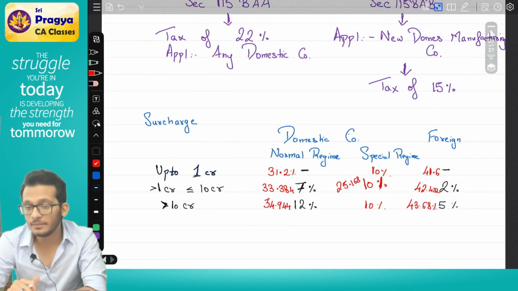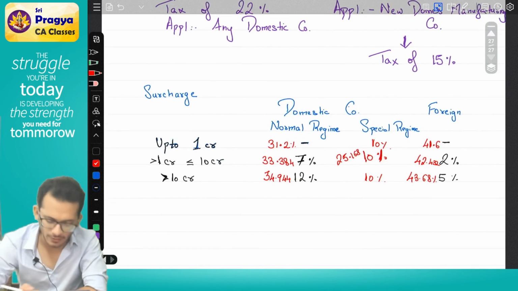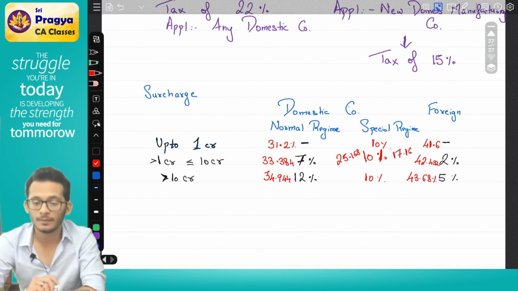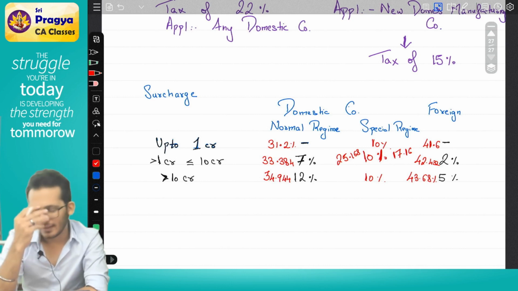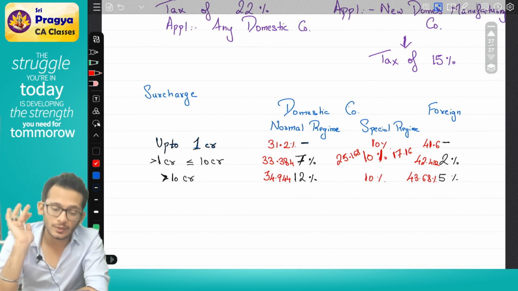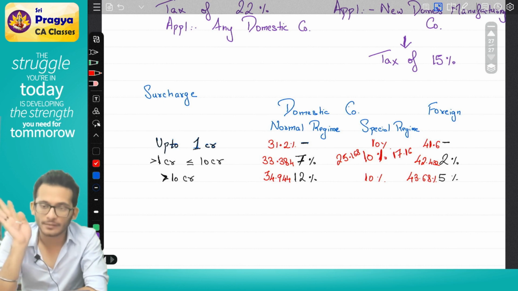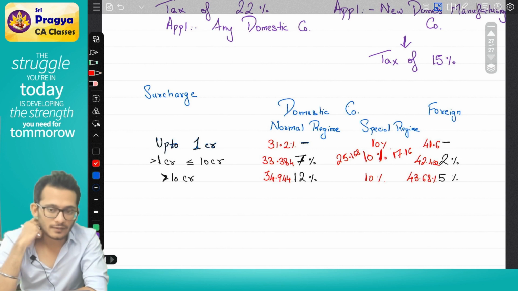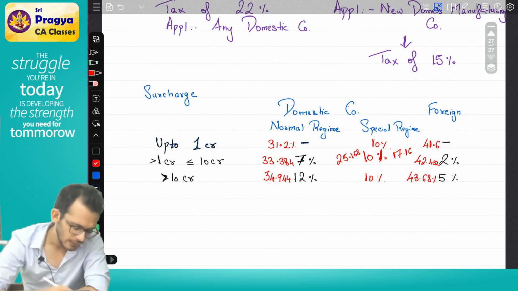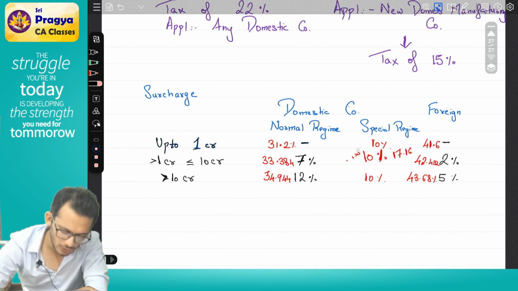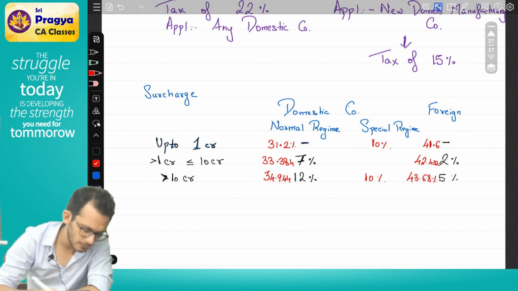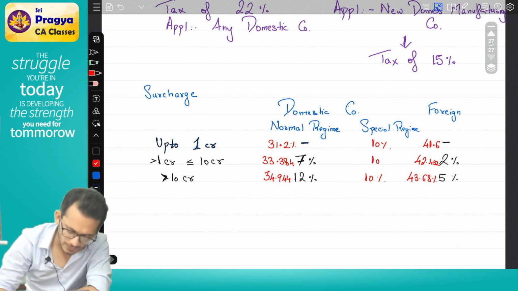Rahul, I am in 115 BAB. My rate is 15 plus 10 plus 4. It will become 17.16. Which means no matter what you try, your effective tax rate will be lower than the normal tax rate. Therefore, they came and said, if you are in special regime, I will not give you any benefit of slabs. Regardless of what your income is, every income will now be liable for a surcharge of 10%.